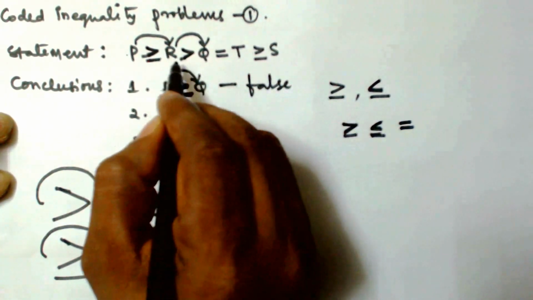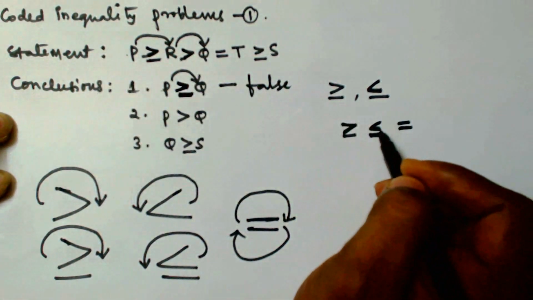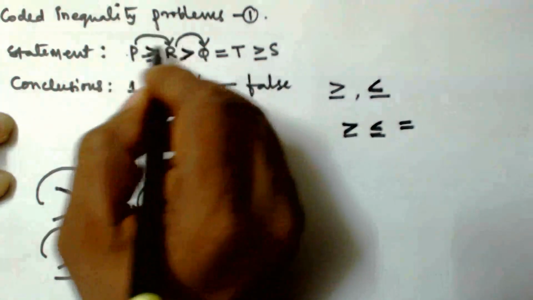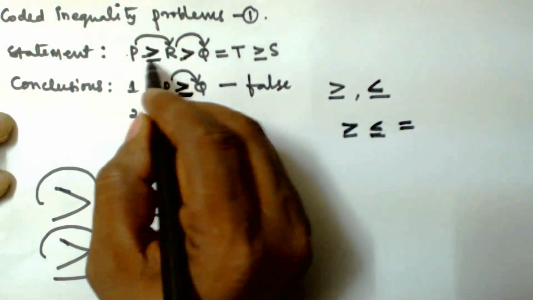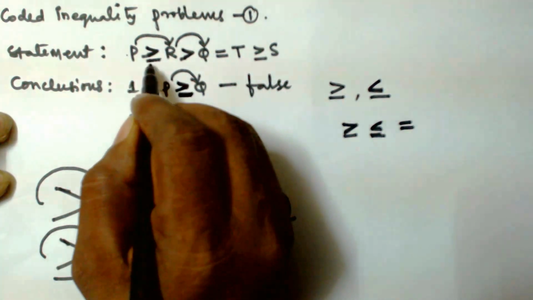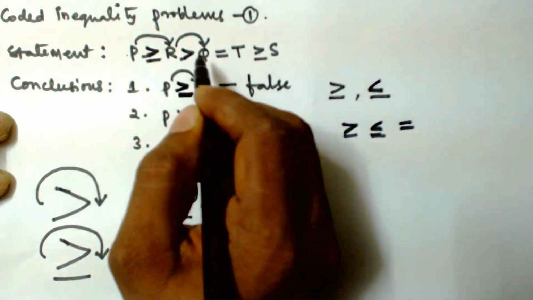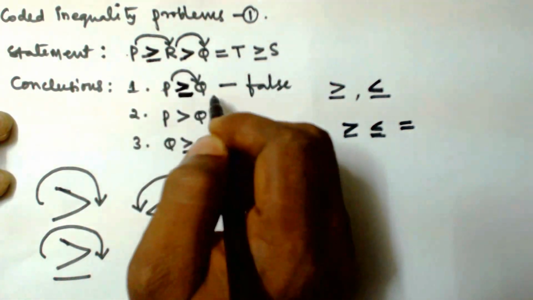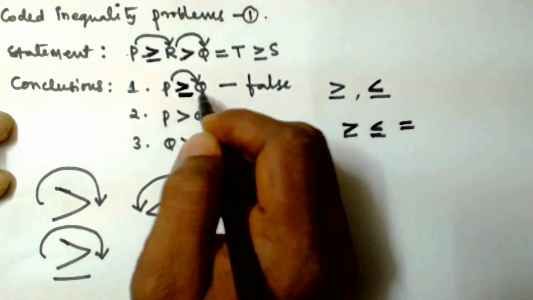Why? Because it must contain greater than or equal to, less than or equal to, or equal to only in the series of the movements. But here, in one movement we have greater than or equal to, and in another movement we have greater than. So that's why this one is false. Okay, this one is false.